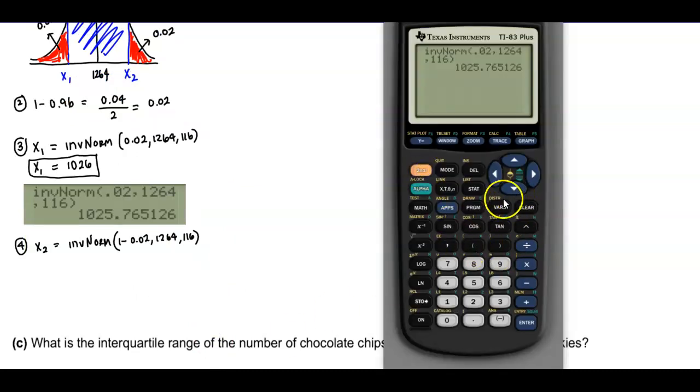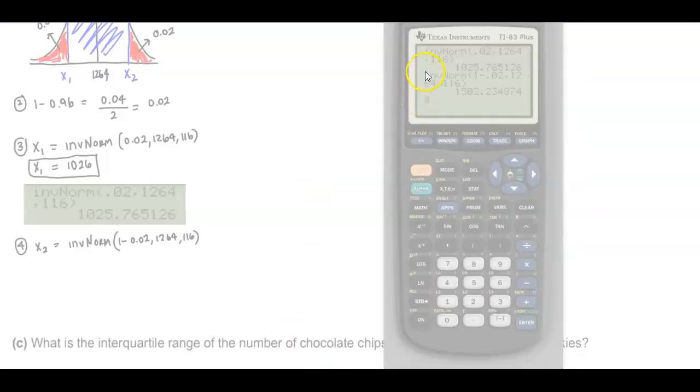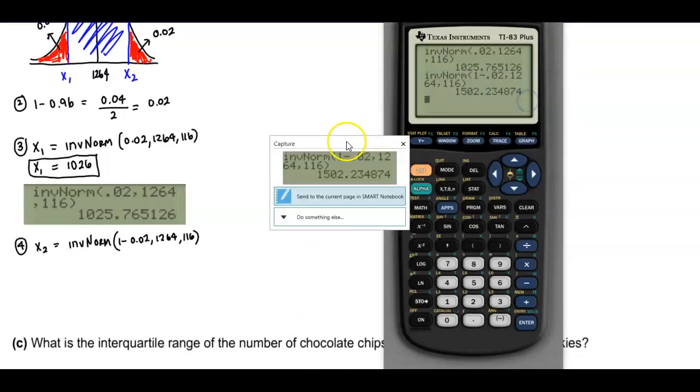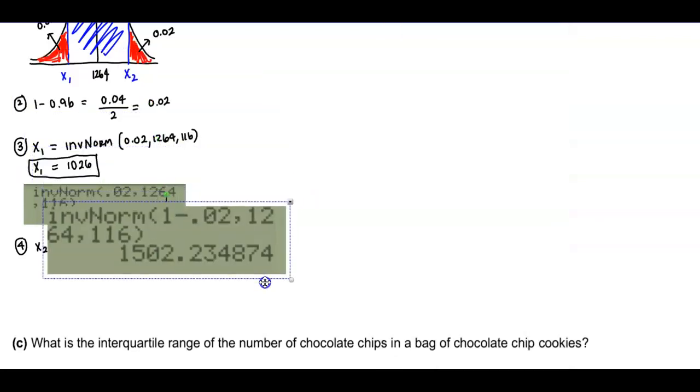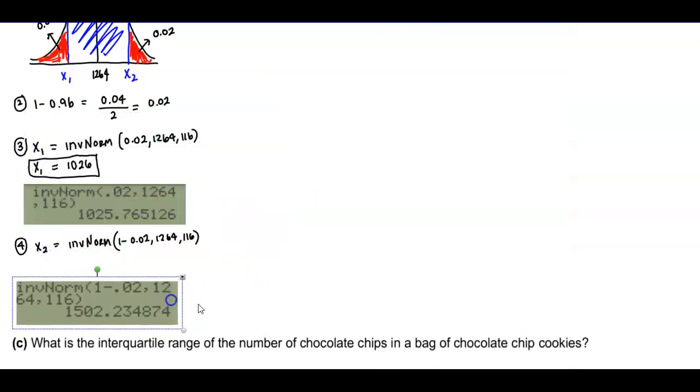So again, let's go ahead and do that. Second distribution, INV norm. We know that we have 1 minus 0.02, comma, 1264, comma, standard deviation of 116. And so therefore, let's get that result here. So therefore, if we round that to the nearest whole number, that becomes 1,502.